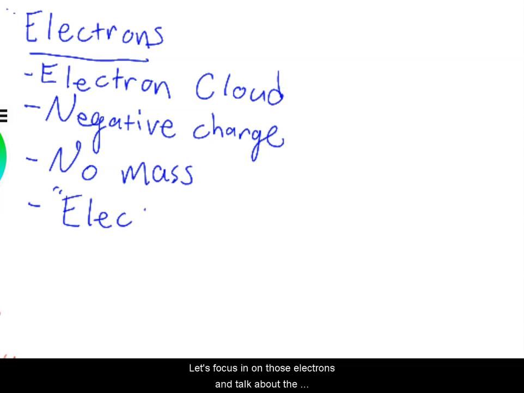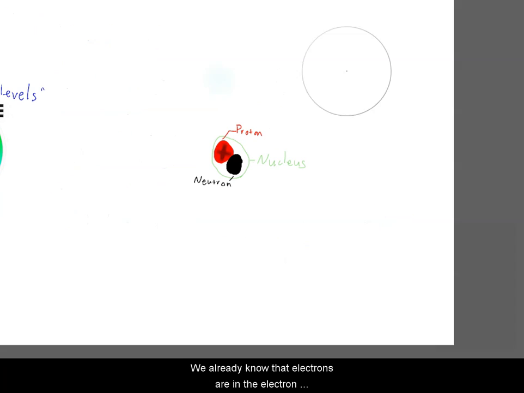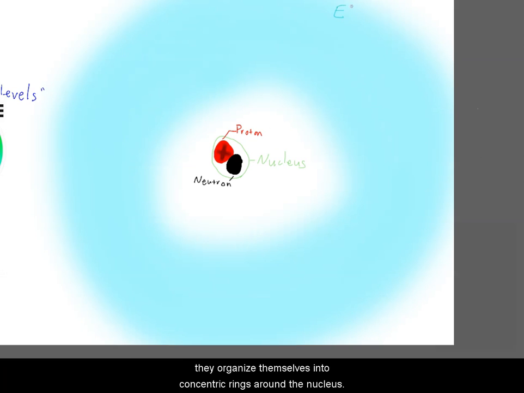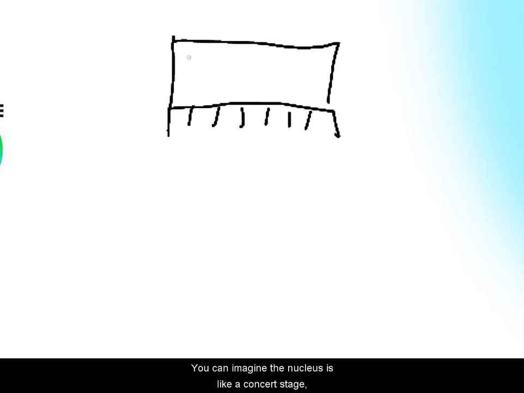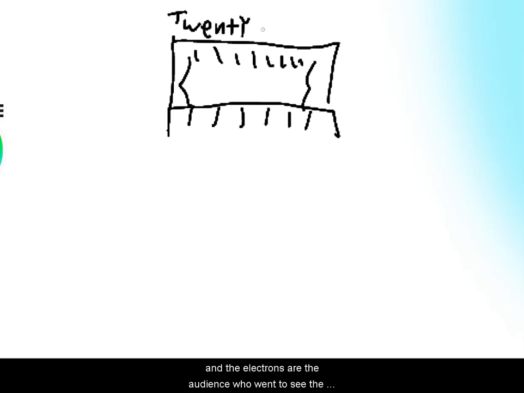Let's focus in on those electrons and talk about the electron energy levels. We already know that electrons are in the electron cloud. There, they organize themselves into concentric rings around the nucleus. Now, electrons do not like being close together, so they try to spread themselves apart while being as close as possible to the nucleus. You can imagine the nucleus is like a concert stage, and the electrons are the audience who went to see the show.